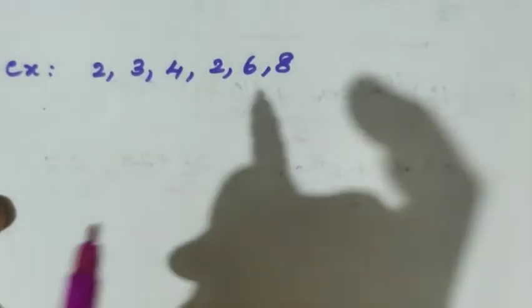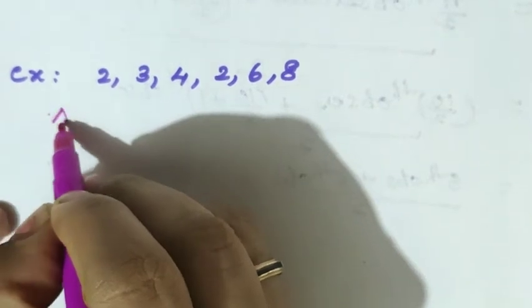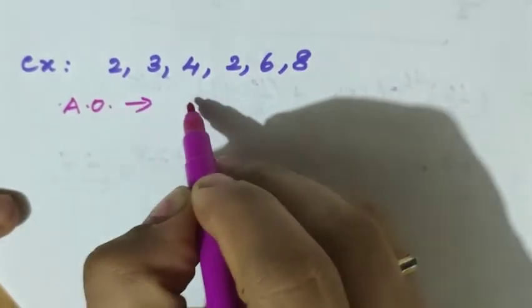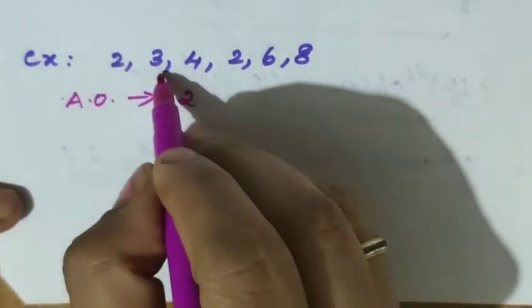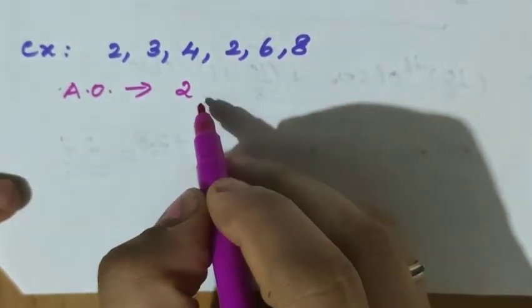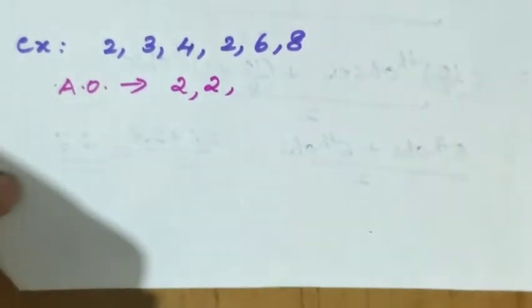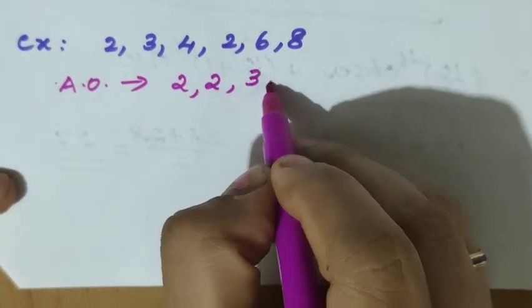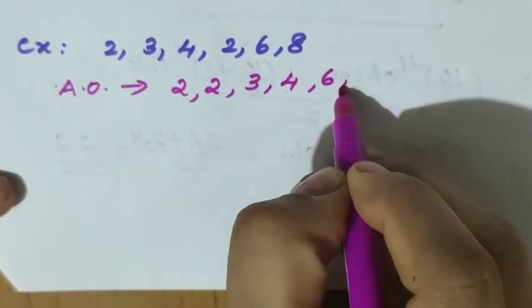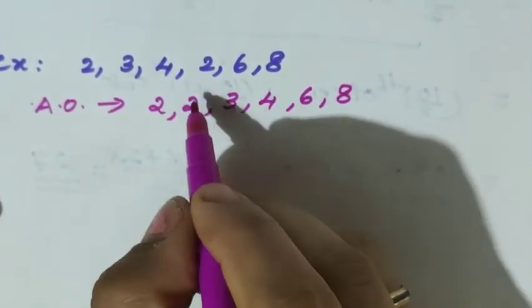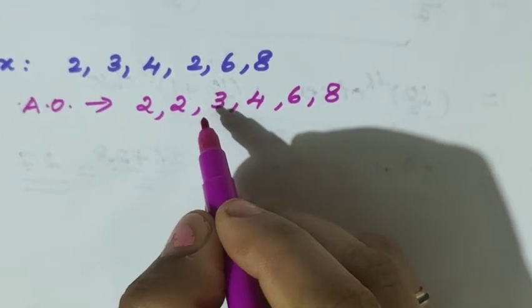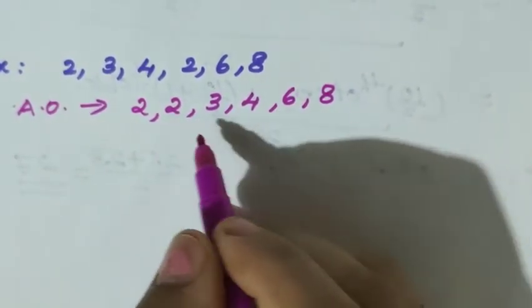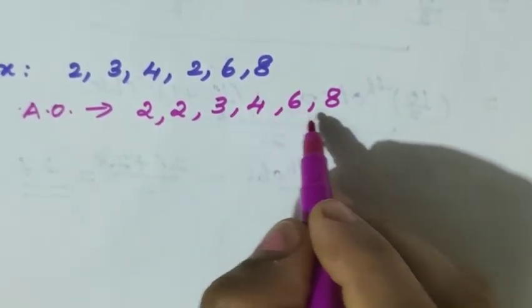Another example, for an even number of observations: 2, 3, 4, 2, 6, 8. Now I know that you are able to tell the steps for this. What is the first step? Ascending order. So 2 is the least one. 2 is there two times, so we should write one more 2. Next 3, then 4, 6, 8. If a number is repeated, you cannot skip it. You should repeat the data. So 2, 2, 3, 4, 6, 8.